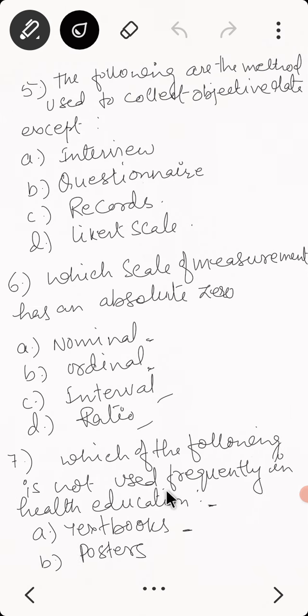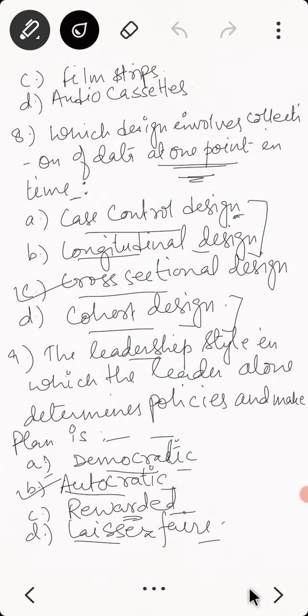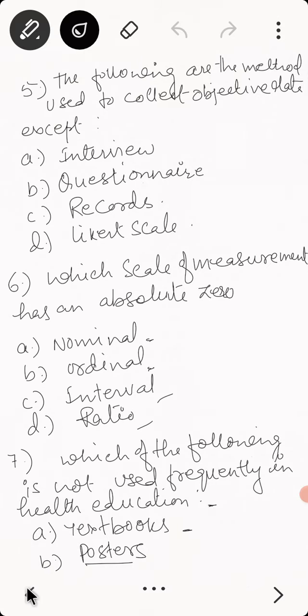Which of the following is not used frequently in health education? क्या यूज़ नहीं होता है हेल्थ एजुकेशन में फ्रिक्वेंटली? Your poster, you are going to use poster, you use posters very much, and film strip also used, audio cassette also used in case of health education process, but textbook you are not using. So the right answer for this question is your textbook.